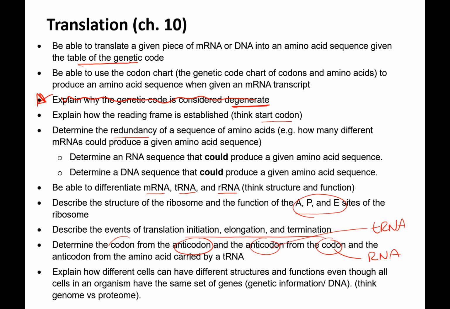Oh, and we didn't talk about this. Explain how different cells have different structures and functions, even though all cells of an organism have the same set of genes. I talked about this more when we talked about the promoter and transcription. The big concept I want you to understand, and we'll get more to this in genetics, is that you have 22,000 genes. Every cell has the ability to express 22,000 genes. But we have very different cell types: muscle cells, cells of your liver, skin cells. Even though they all have the same genetic information, they don't express the same proteins. Proteins give the cell their function, their characteristics, and when we talk about genetics, their phenotype. So it's all based on which genes are expressed in a cell.